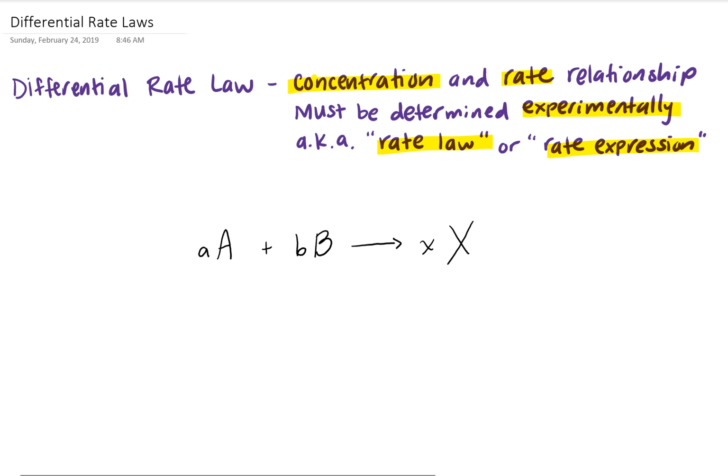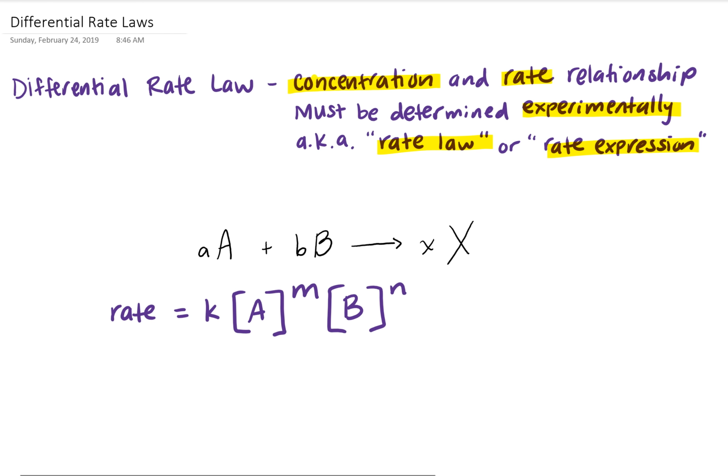So here we have a generic equation. A is reacting with B to yield X. And we can write a differential rate law for this given reaction. Rate is equal to a lowercase k times the concentration of A raised to the power of m times the concentration of B raised to the power of n. So this is your generic rate law expression.